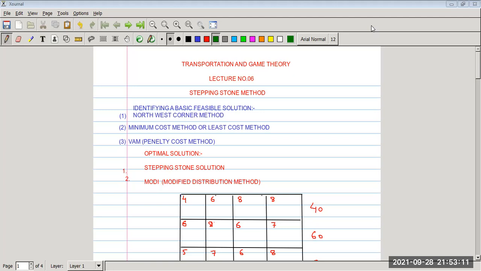We discussed three methods: the northwest corner method, the minimum cost method, or we can say the least cost method, and third is Vogel's approximation method, or sometimes we call this the penalty cost method. By using these methods, we identify the basic feasible solution. Now we have to find the optimal solution. For finding the optimal solution, we follow two methods. First is the stepping stone method. Second is the modified distribution method, or we call this the MODI method.